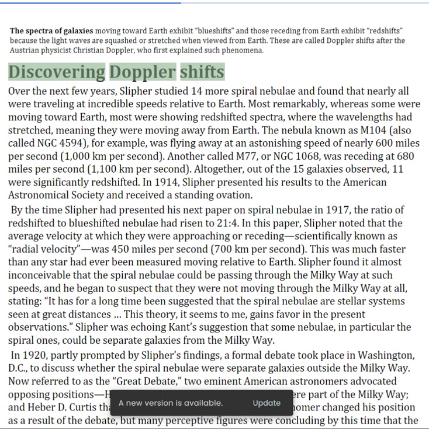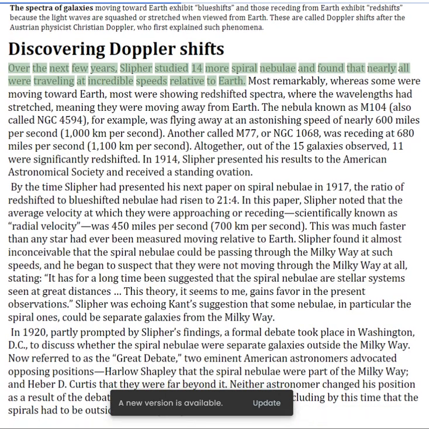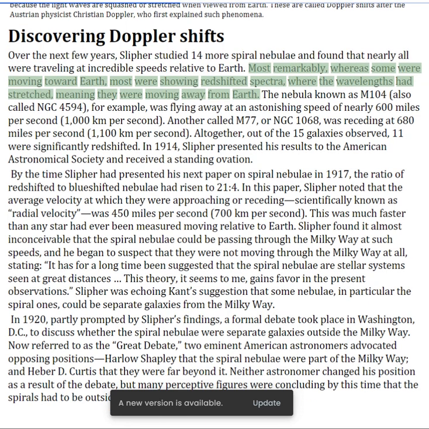Discovering Doppler shifts. Over the next few years, Slipher studied 14 more spiral nebulae and found that nearly all were traveling at incredible speeds relative to Earth. Most remarkably, whereas some were moving toward Earth, most were showing redshifted spectra, where the wavelengths had stretched, meaning they were moving away from Earth.